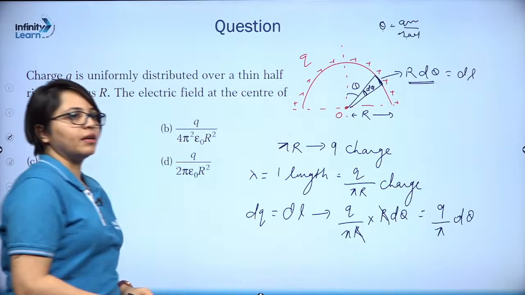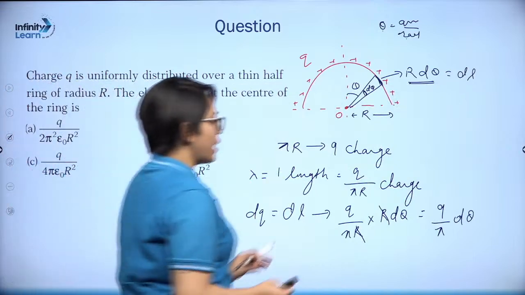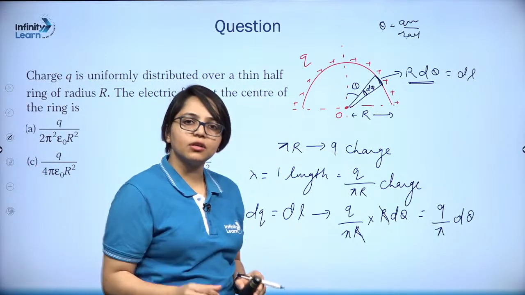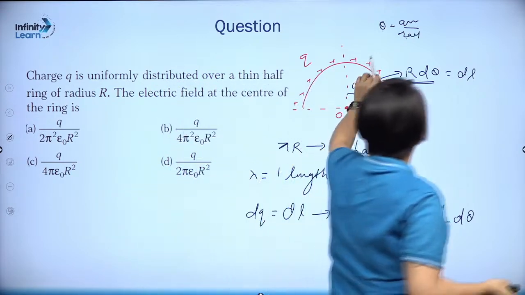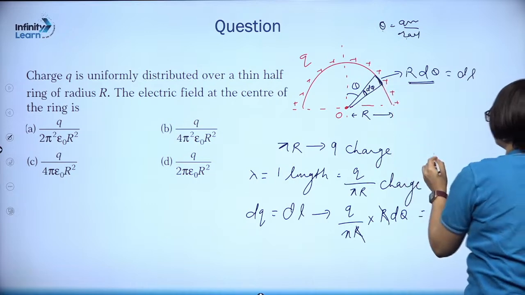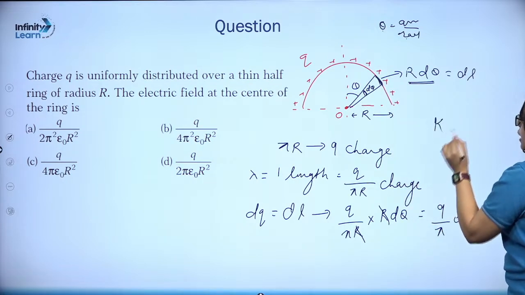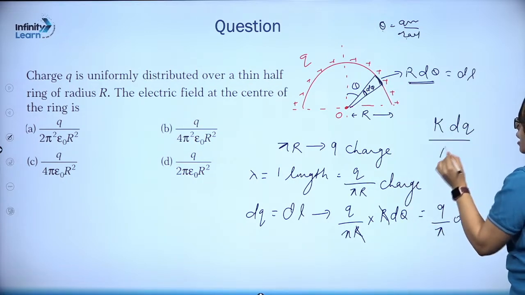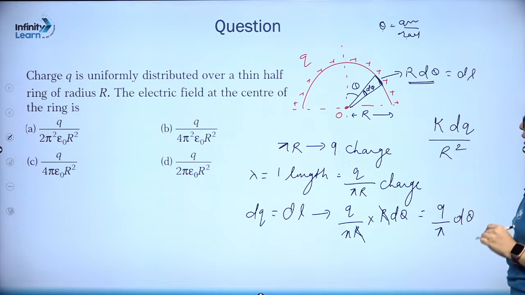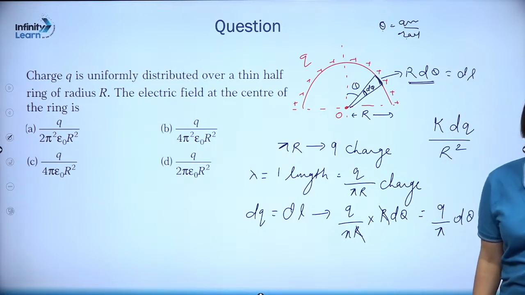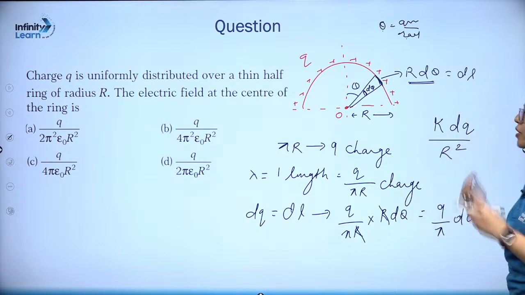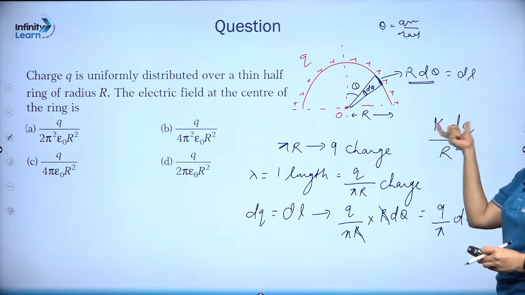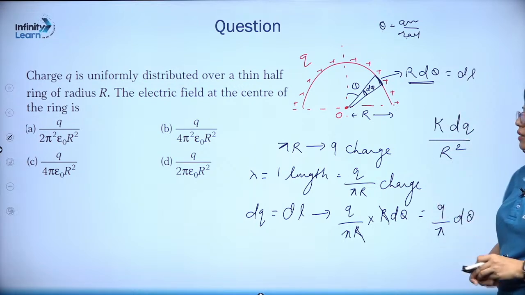Now देखो. Now over here I know ki what is the electric field due to a point charge. So this is a very small charge. Electric field due to this point charge will be what? K dq upon r square. ठीक है? K dq upon r square, right? Electric field due to this point charge will be kq upon r square. So q is dq, so it is k dq upon r square. ठीक है?